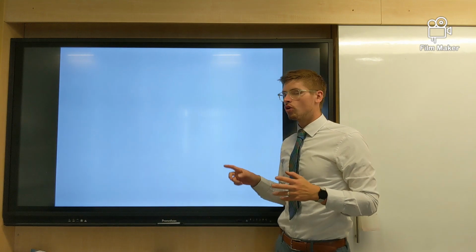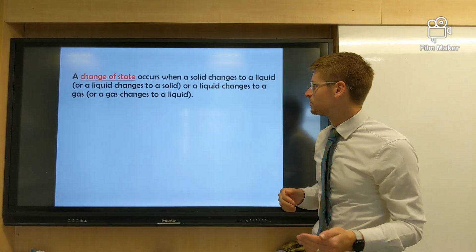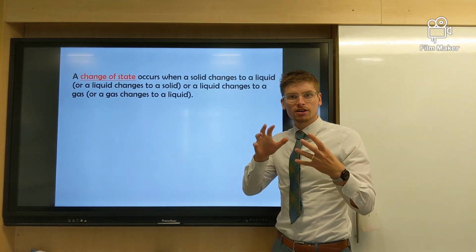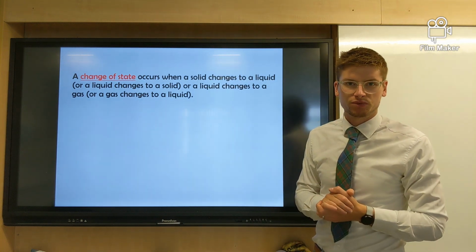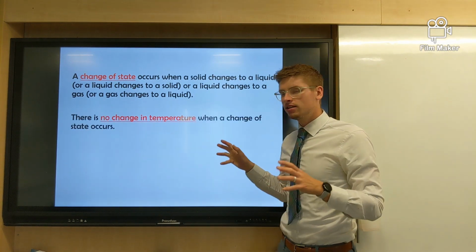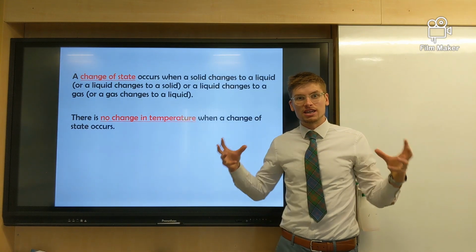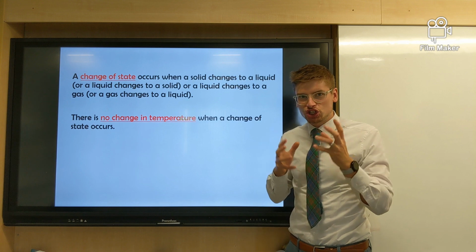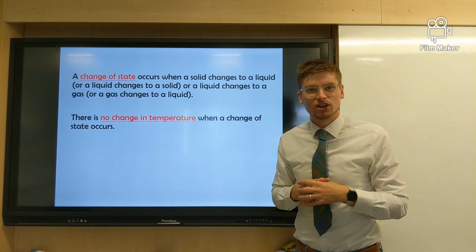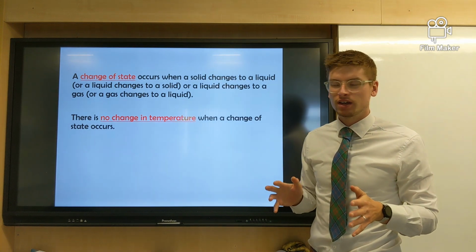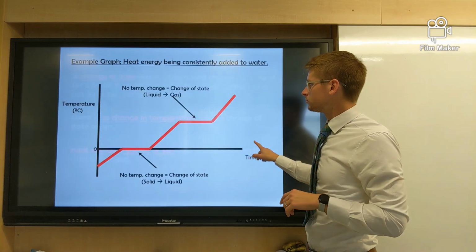Now, today we're going to move on from that and not talk about the change in temperature, but actually the change in state. A change of state occurs when something goes from a solid to liquid, liquid to solid, or liquid to gas, gas to liquid. In this change of state, there's actually no change in temperature. The energy is being gained or lost by just changing the state, not in changing the temperature. Now, this graph I'm going to show you will help explain that a little bit.